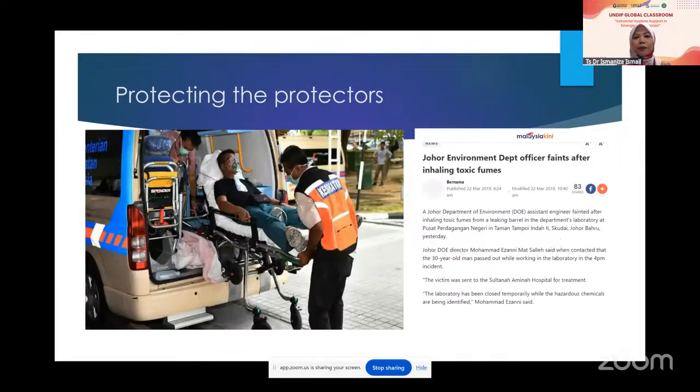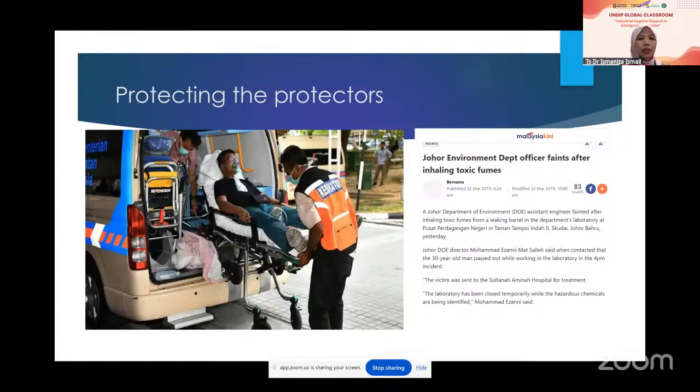All right. Now, during the incident, this was what happened. Some of the officers, okay, who were supposed to be in charge of collecting the samples, okay, to investigate the issue, he fainted by inhaling the toxic fumes. It was collected in a bottle, so maybe he underestimated the situation. So he opened it and it leaked, and then he inhaled it. So he was hospitalized as well.